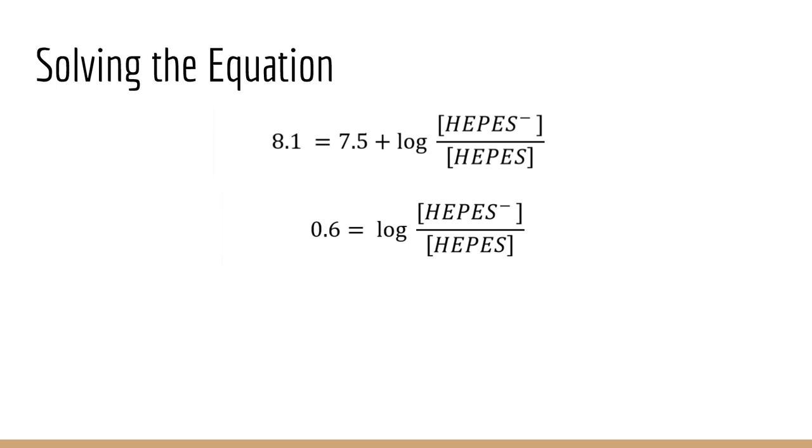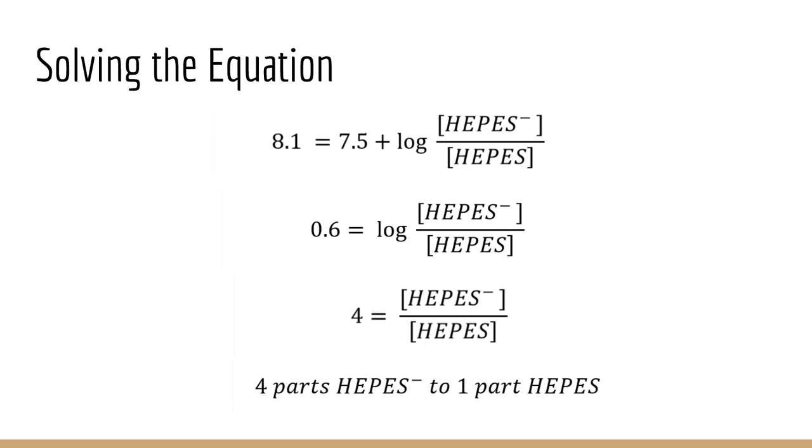Next, we take the inverse log of both sides, finding that the ratio of HEPES minus to HEPES equals 4. This means that for every 4 parts of HEPES minus, there is 1 part of HEPES. We will think of this as 5 total parts of HEPES.